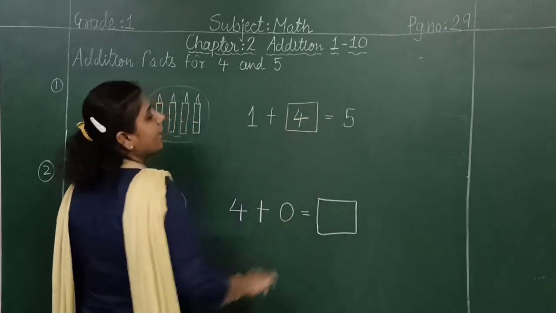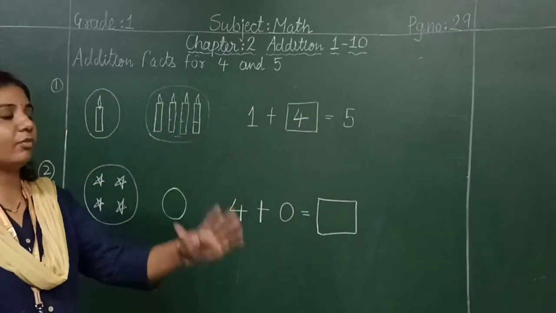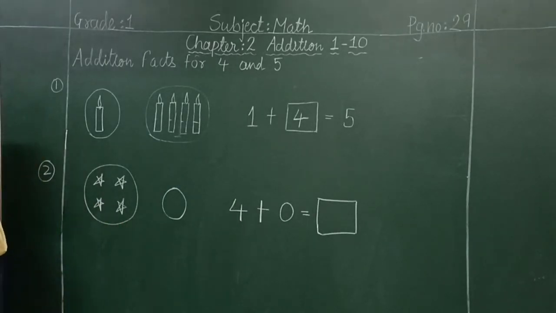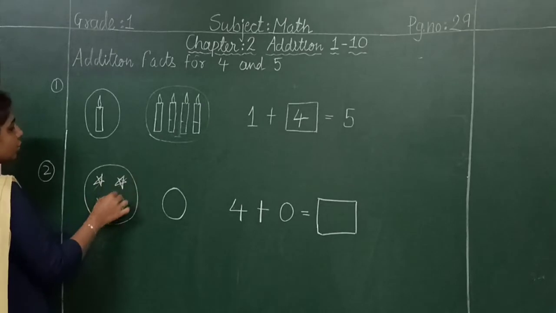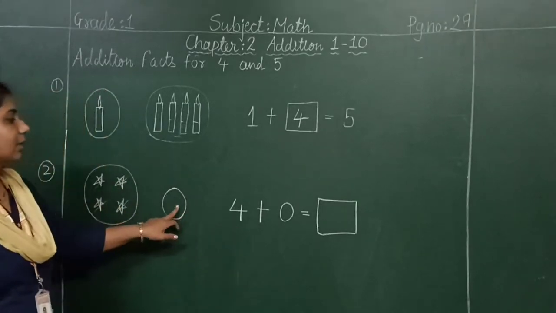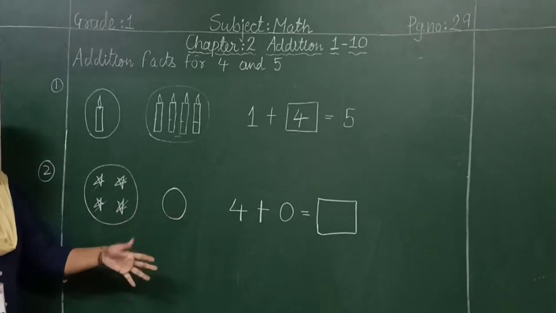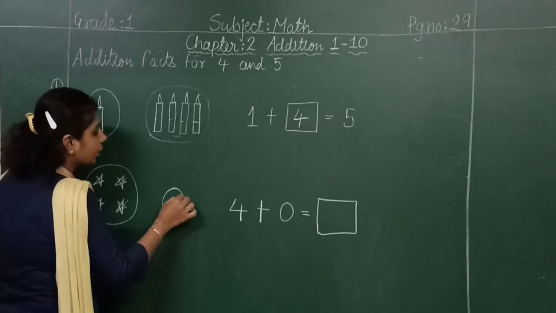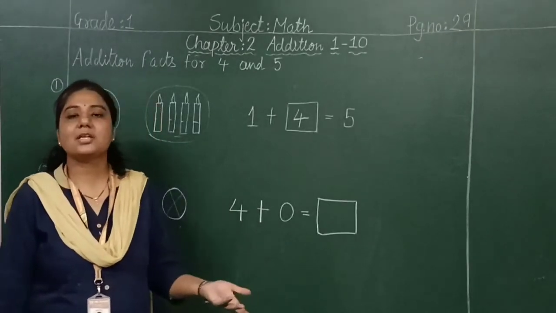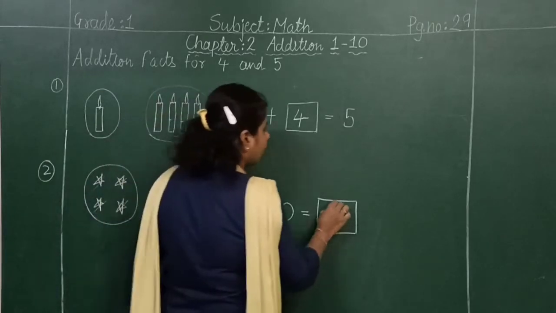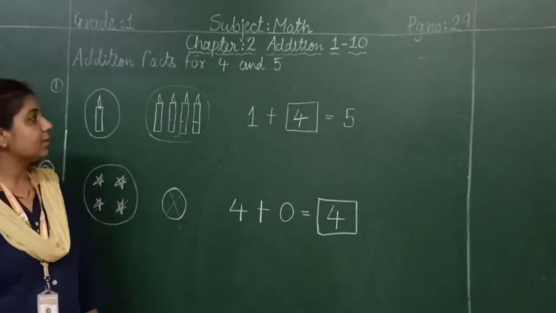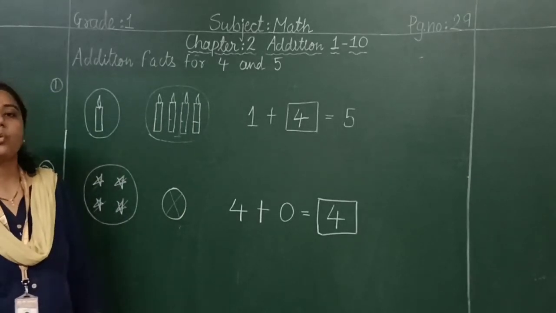1 plus 4 makes how much? 5. Another is, in this circle we are having how many stars? Let's count. 1, 2, 3, 4. 4 is written. In this circle we are having any stars? No. So 4 plus 0. But kuch nahi hai. So 4 plus 0 makes how much? 4. 4 plus 0 makes 4 only. So this is the addition facts of 4 and 5.